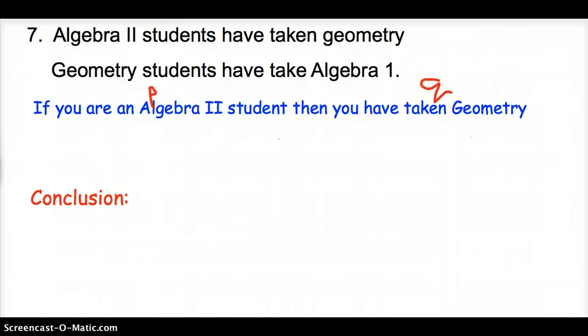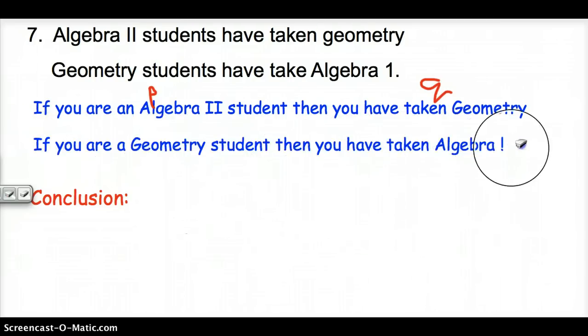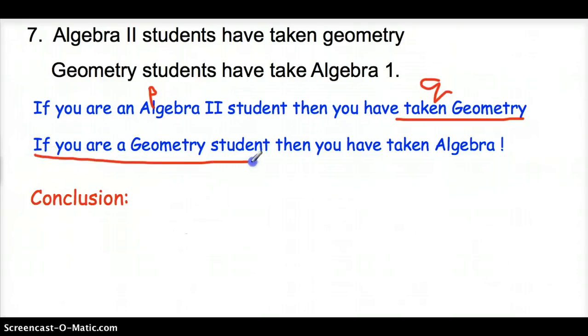Now my second statement reads, geometry students have taken Algebra 1. So I think I can write that in an if-then statement. If you are a geometry student, then you have taken Algebra 1. And so I'm going to write that down, and there it is. Now, I have two if-then statements, so I'm thinking this is syllogism. I need to take a look here. Here's my Q. Remember, your second if-then statement must begin with your Q, and this one does. Then you have taken Algebra 1.